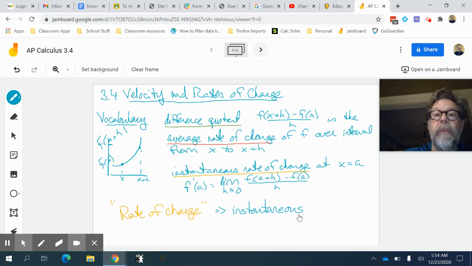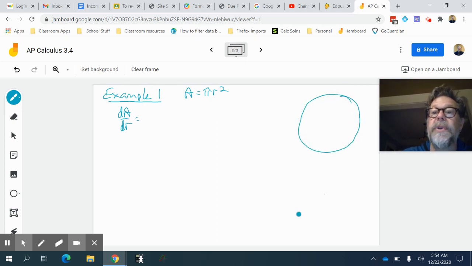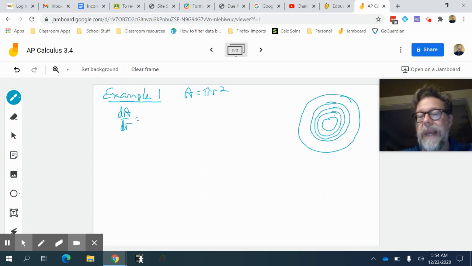So let's take a look at a quick example. We know that the area of a circle is pi r squared. And if we think about why we would ever be using this problem, think about tree rings, for example. We've got area, and the question is, is this a function of radius? That area is a function of radius.